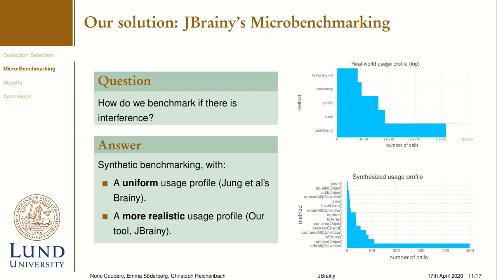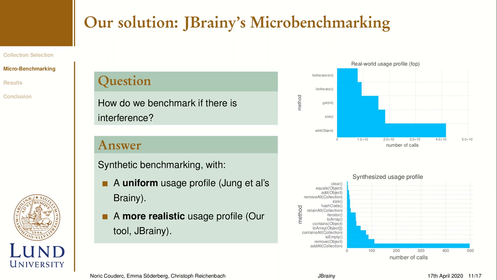On the right-hand side of this slide are two plots. One of them is a real-world usage profile from a collection in the FOP benchmark, and the second is a usage profile synthesized using our methods. In both of them, you don't have a uniform distribution. You have some kind of bias, in the sense that some methods are called a lot more often than others.